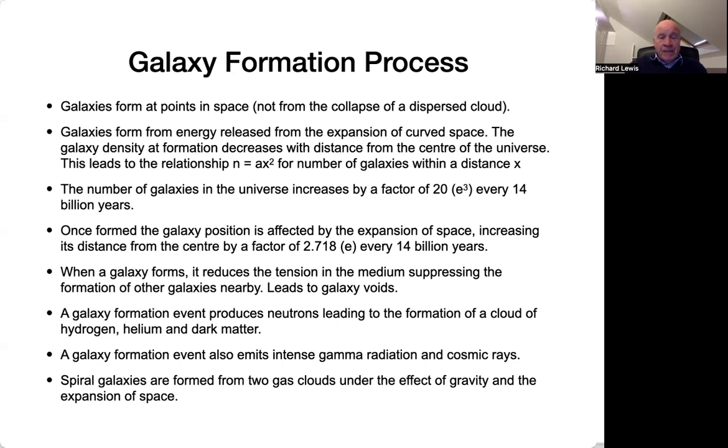When a galaxy forms, it reduces the tension in the medium of space, suppressing the formation of other galaxies nearby, and this leads to galaxy voids, which are observed. The actual galaxy formation event, where the energy is released from the fabric of space, produces neutrons, and that leads to the formation of a cloud of hydrogen, helium, and dark matter, and dark matter is bonded neutrons. The galaxy formation event also emits intense gamma radiation and cosmic rays.